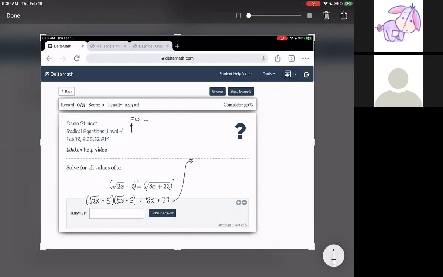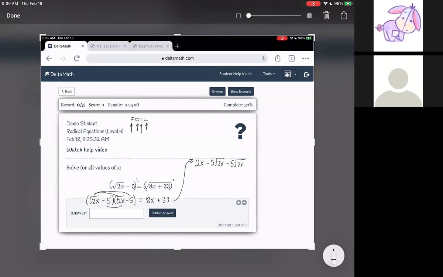So remember, F in FOIL stands for first, so it's a 2x times square root of 2x times square root of 2x, which gives us just 2x. The O in the FOIL stands for outer, so that means the square root of 2x times the minus 5, which gives us minus 5 square root of 2x. The I in the FOIL stands for inner, so it's the minus 5 times the square root of 2x again, so it's minus 5 square root 2x.